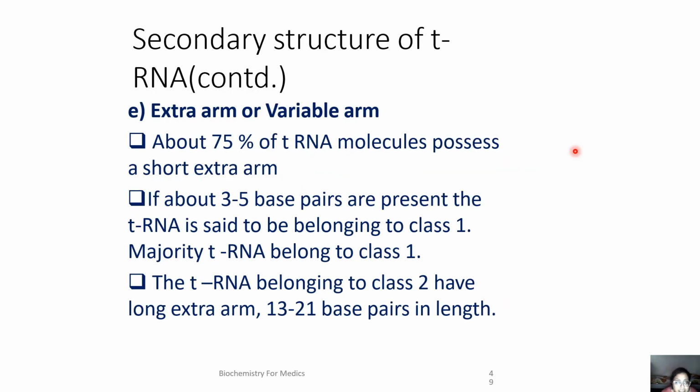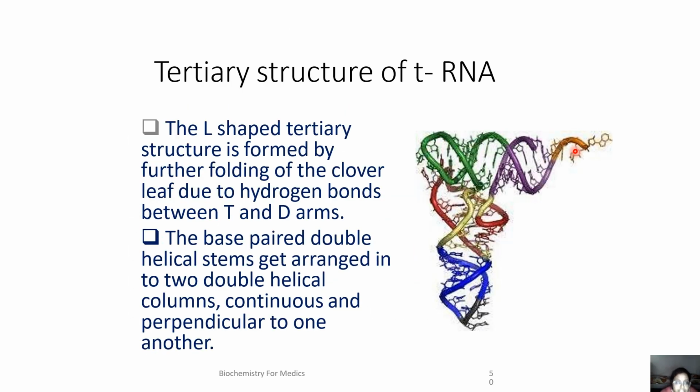There is an extra arm or variable arm. About 75% of tRNA molecules possess a short extra arm. If about 3 to 5 base pairs are present, the tRNA is said to belong to class 1. The majority of tRNAs belong to class 1. The tRNAs belonging to class 2 have a long extra arm, 13 to 21 base pairs in length. The L-shaped tertiary structure is formed by further folding of the clover leaf due to hydrogen bonds between the T and D arms. The base-paired double helical stems can get arranged into double helical columns, continuous and perpendicular to one another.